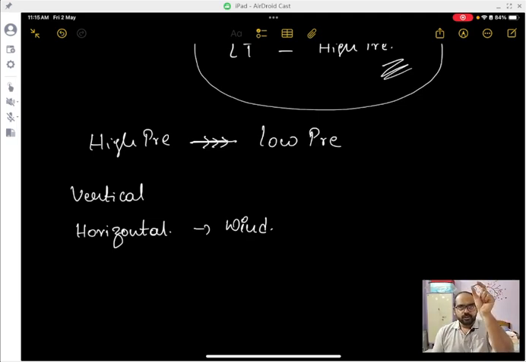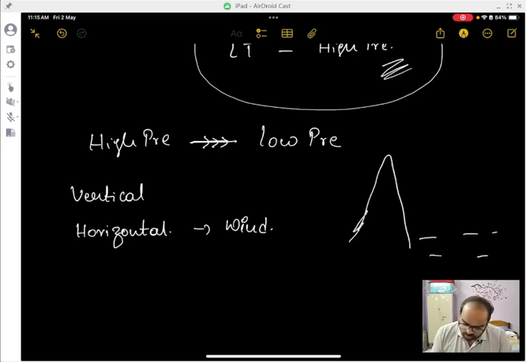When we take a vertical scenario, that means sea level and a cliff. So the pressure differences here: as we move up, pressure decreases. Why? I will explain it to you. As we move up, pressure decreases. So it would be a high pressure area and it would be a low pressure area.